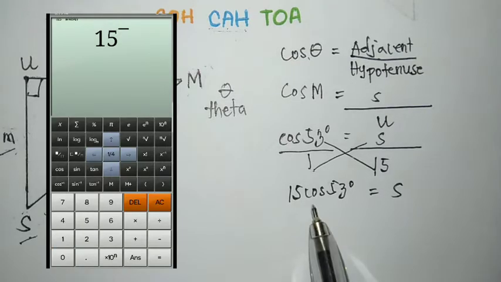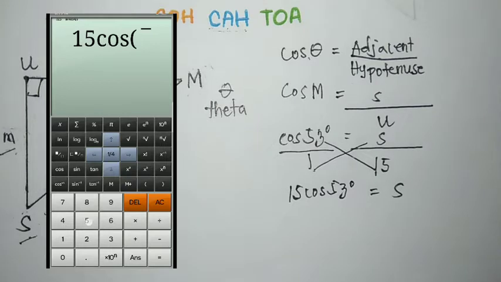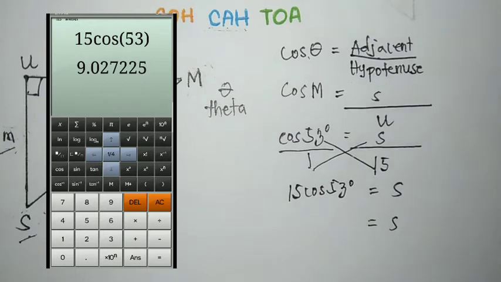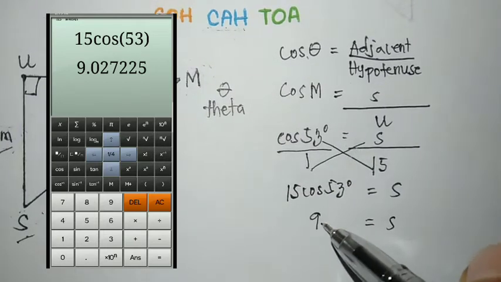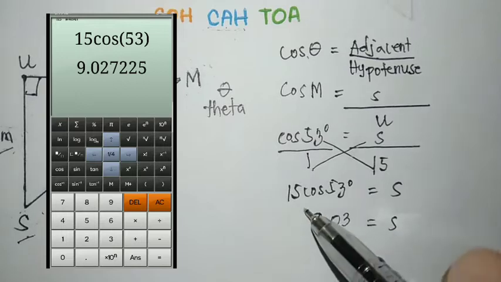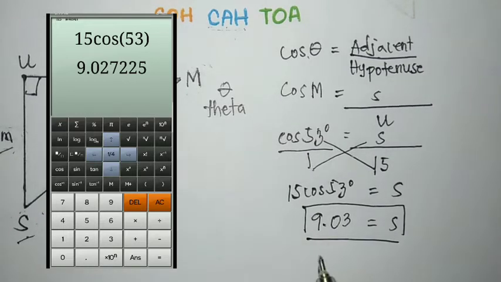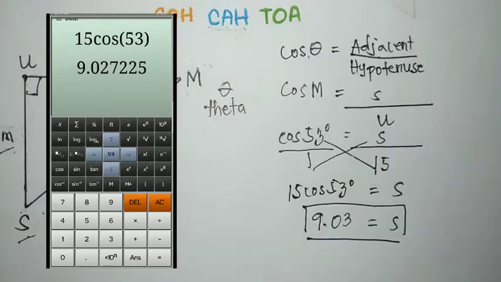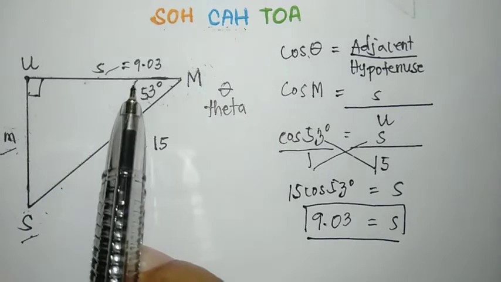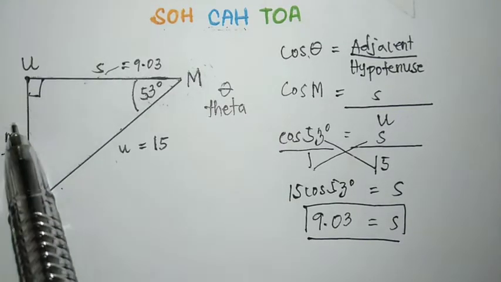So, 15 cosine 53, papakita ko kung paano isinusolve. Ayan, nandyan lang sa screen. And then, we've come up with the answer as 9.03. So, yan na yung ating side S, 9.03. Nahanap na natin si S. Ngayon naman, let's find M.